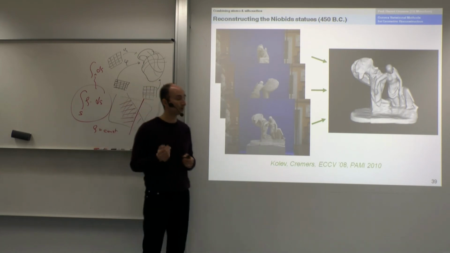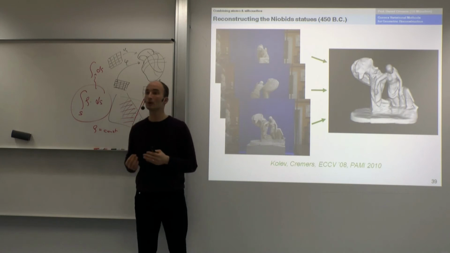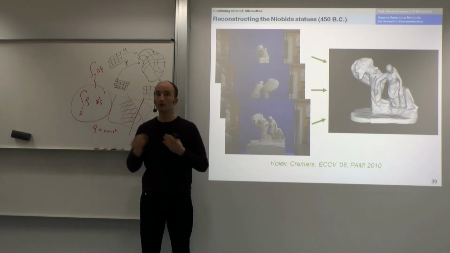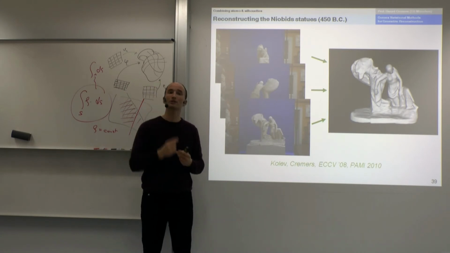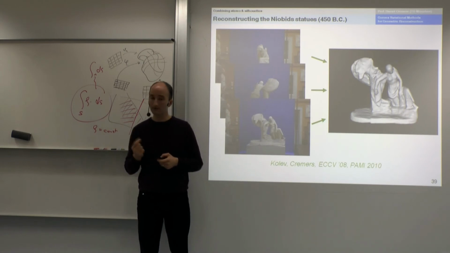Moreover, the laser scanner will also work if you have a completely white object. If you have no photo consistency information, you have little that you can get out of color images. The laser will just measure the distance, and it's very accurate.